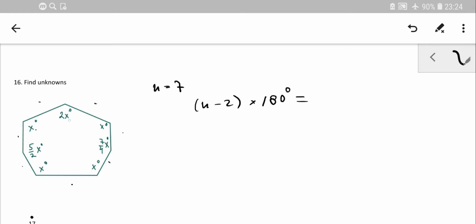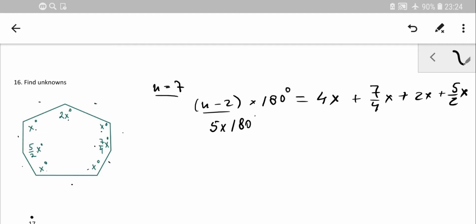So x, 2x, and x, it's 4x here. Then 7 over 4 x, then again 2x, and finally 5 over 2 x. All right, so we plug in n equals 7, we subtract, so we have 5 times 180, and on the right side there will be all x's. So if you want, you can factorize x or just simply add them.